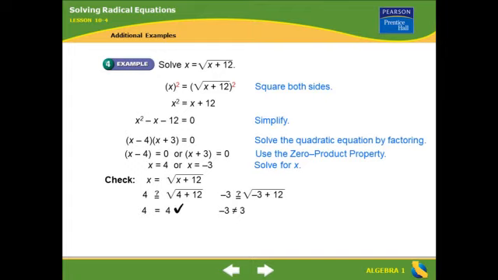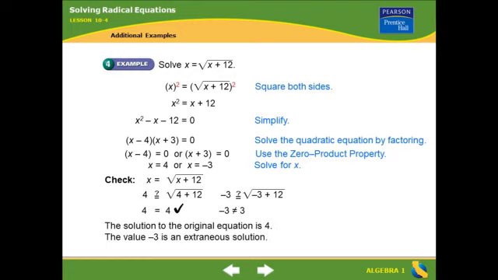So the second value of your x is negative 3, plus 9 plus 12, that is square root of 9. And what is the square root of 9? That is 3. Negative 3 is not equal to positive 3. So therefore, the solution to the original equation is only 4. And the value of your x, which is negative 3, we call this one an extraneous solution. When we say extraneous solution, that is the apparent value of the variable that does not satisfy the given radical equation.